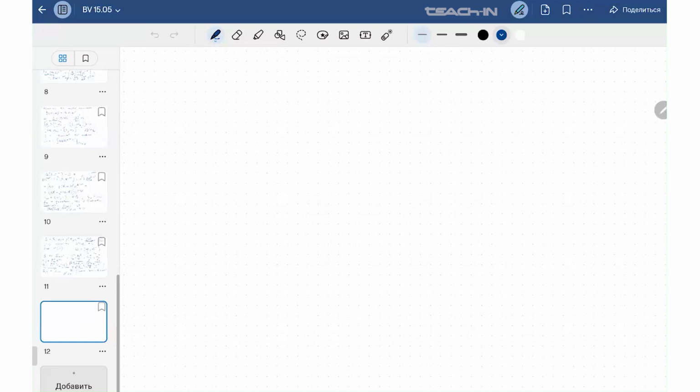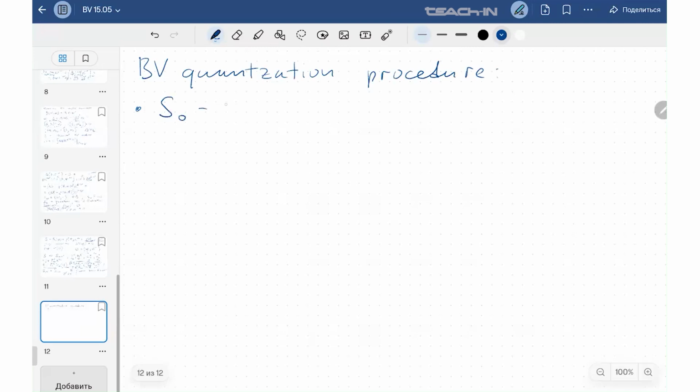So last time we started to discuss quantization itself. The BV quantization procedure can be split in the following steps. First we start with the classical action. So this is the classical action, just the action of our system.